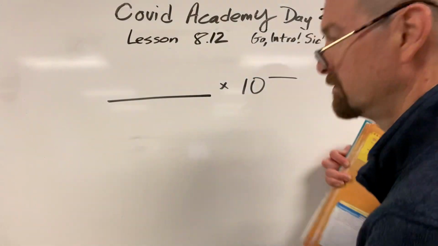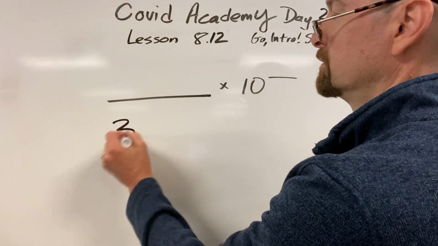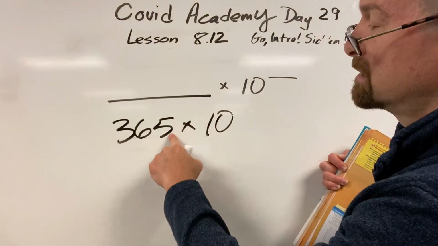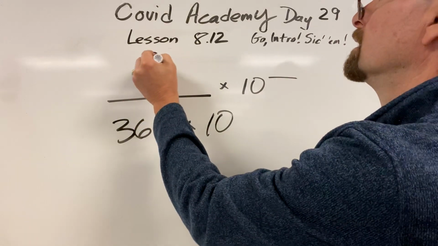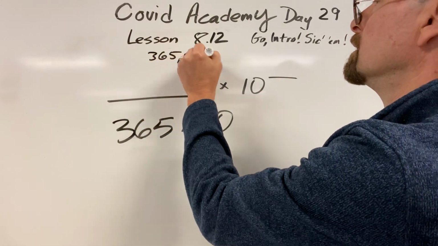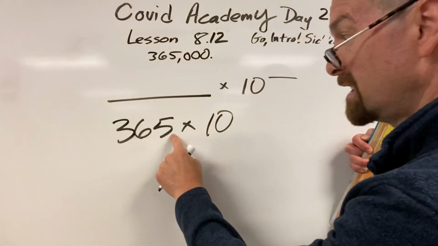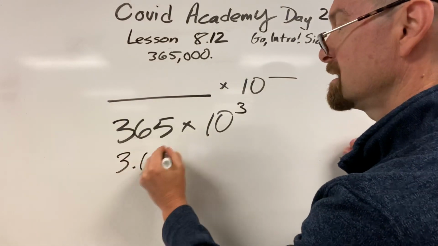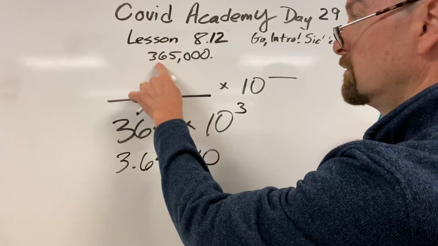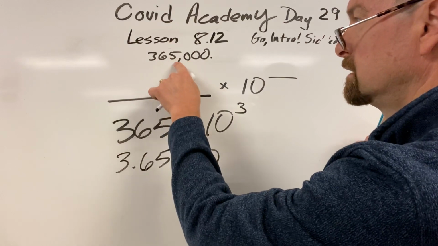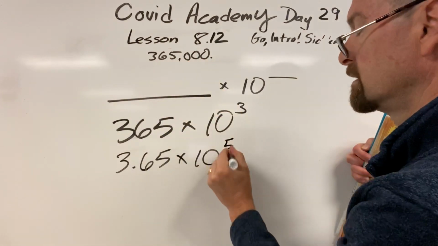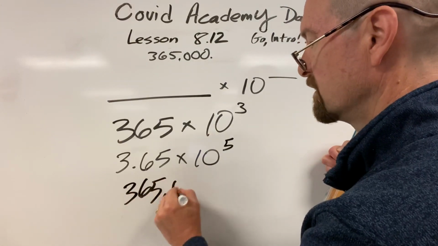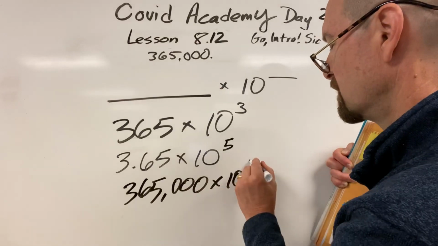You could have done 365 times 10 to the, here's the decimal. Okay, I'll write it down. So there's our little decimal. If we moved it there, how many spots did I move it? 1, 2, 3. You could have done 3.65 times 10 to the 1, 2, 3, 4, 5. Fifth.